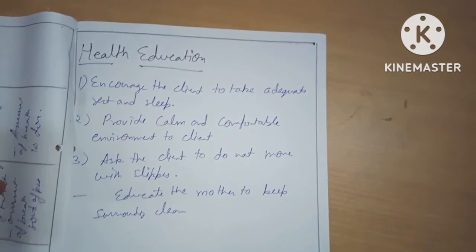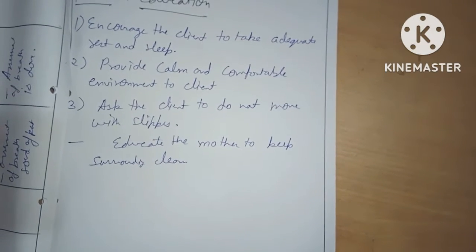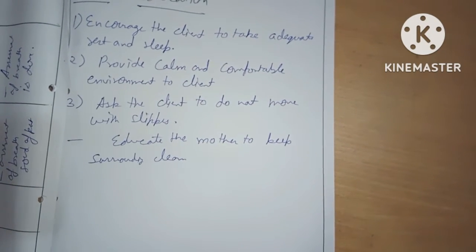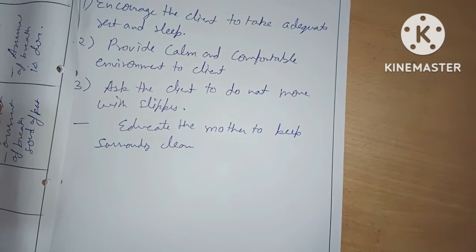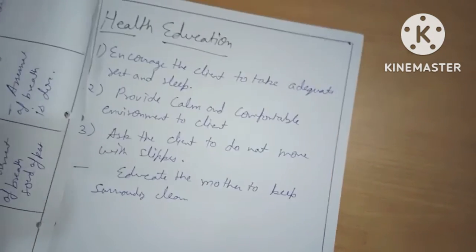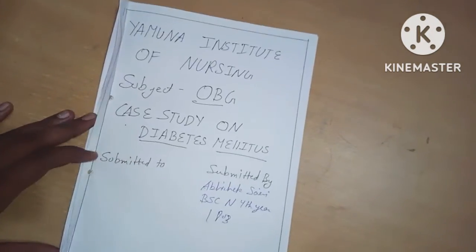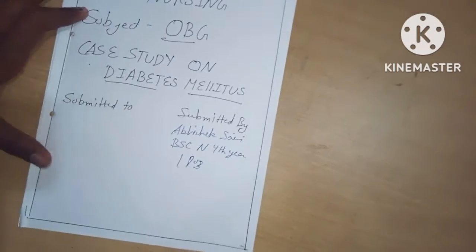Encourage the patient to take adequate rest and sleep. Provide calm and comfortable environment to the patient. Educate the mother to keep surroundings clean. So this is how you have to make your OBG case study on diabetes mellitus.